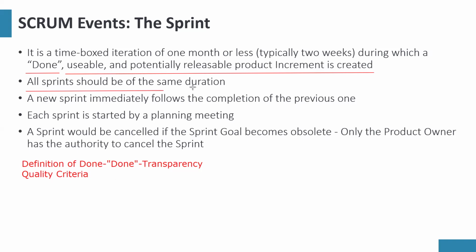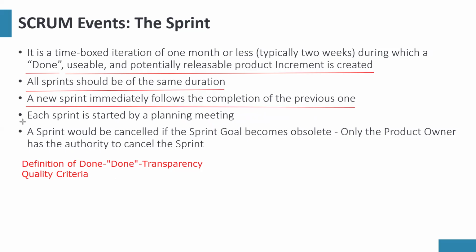Now look at the second point. All sprints should be of the same duration. I said this earlier. Don't start Scrum and say we're starting with 2 weeks. Next sprint is 3 weeks. Next sprint is 4 weeks. No, all sprints should be of the same duration. A new sprint immediately follows the completion of the previous one.